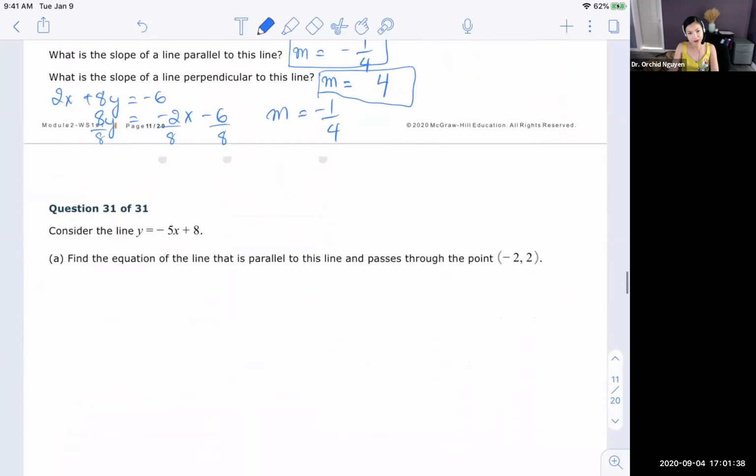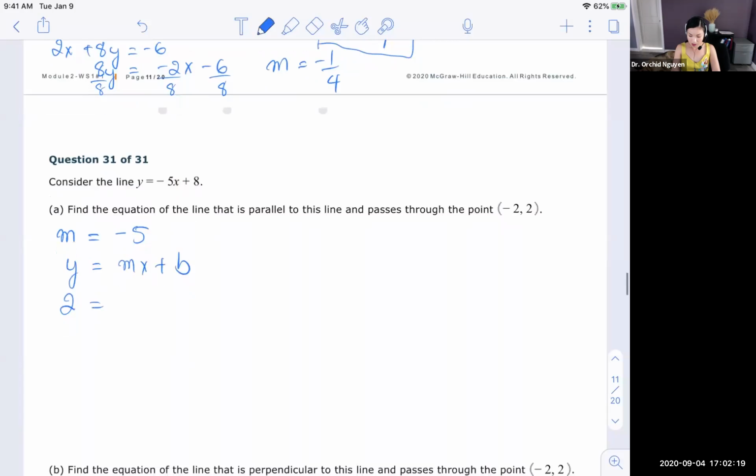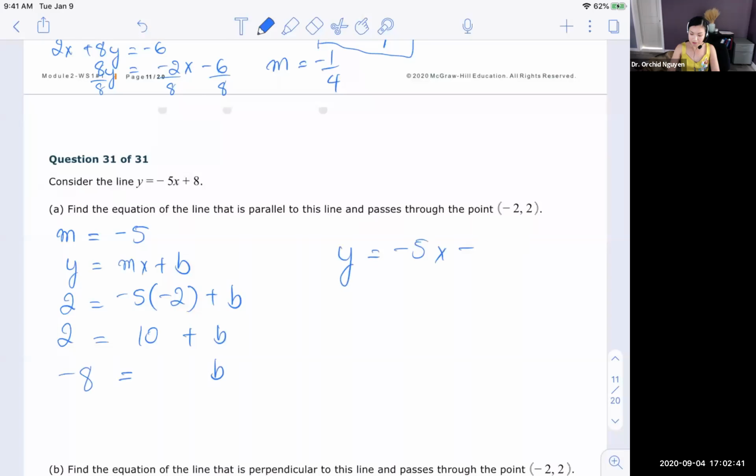Okay, all right. Now for number 31, we're going to write the equation of the line that is parallel to this line and passes through the point. Earlier I mentioned that to write the equation, you need the slope and you need a point. We have both because the slope of the parallel is going to be the same. So in this case, it's going to be negative 5. That's the slope. And then the point is (-2, 2). So I'm just going to plug it in. y is going to be 2. Slope is negative 5, x is negative 2, plus b. So what I have is 2 equals 10 plus b. So b is negative 8. So my equation is y = -5x - 8.